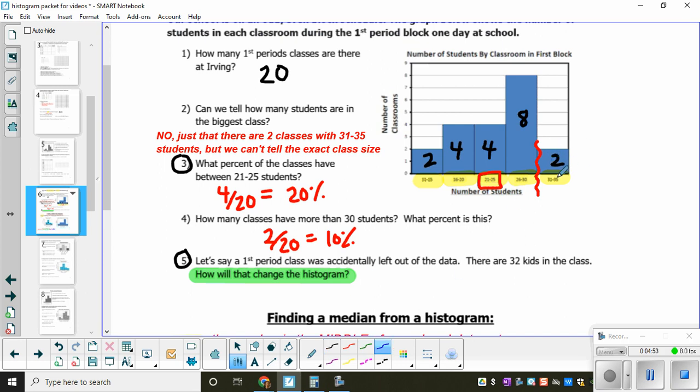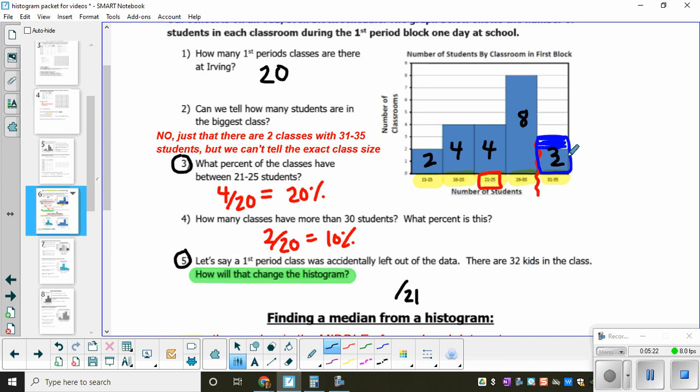If there's a class with 32 students in it, this just needs to bump up to a 3. And then we would just fill this in right here, and simply change the height of that from that 2 to now it's a 3. And then if I were to look at the total, now the total actually is one more class. So in that situation, we would start to divide by 21 instead of 20 classes.